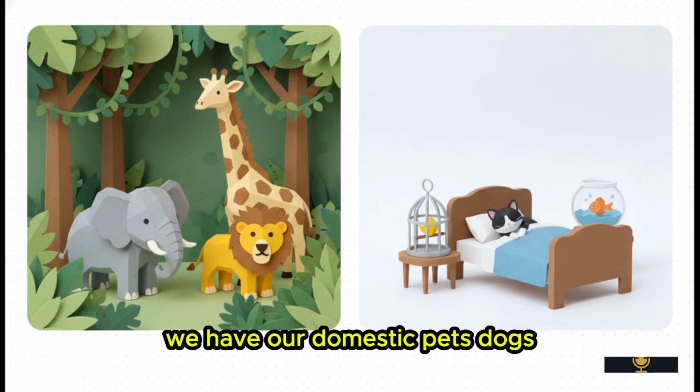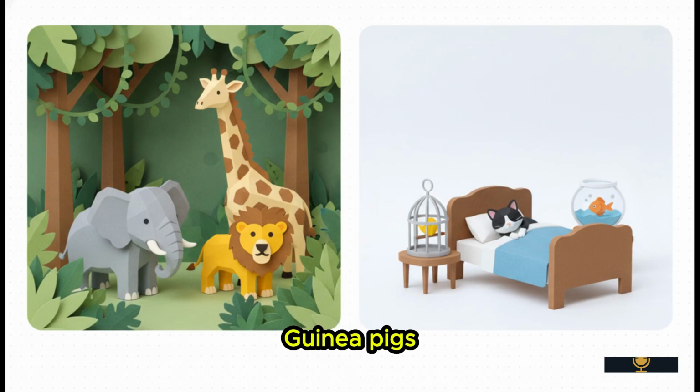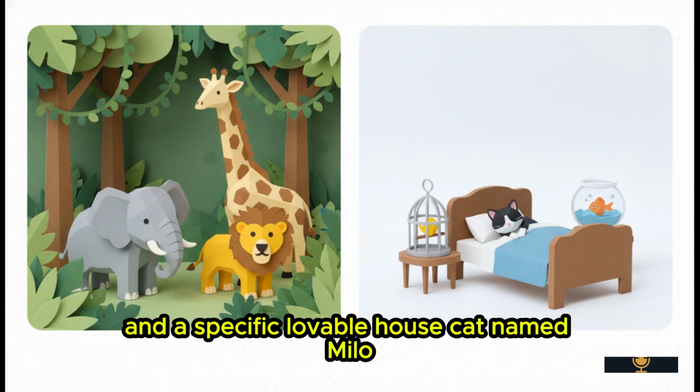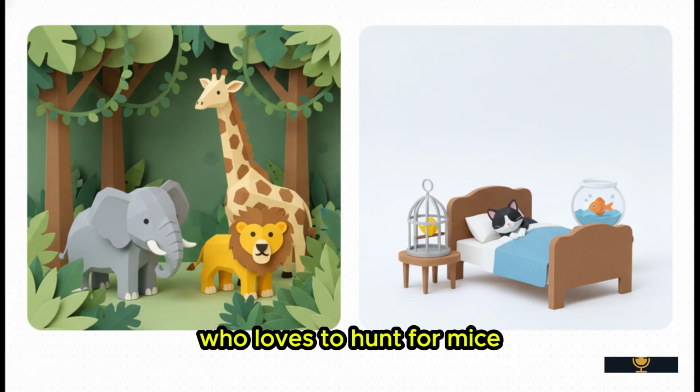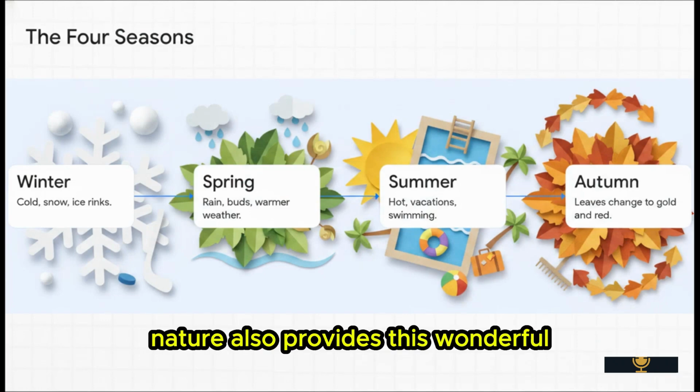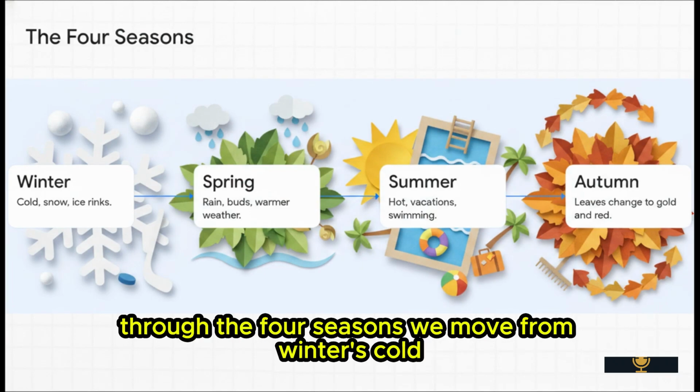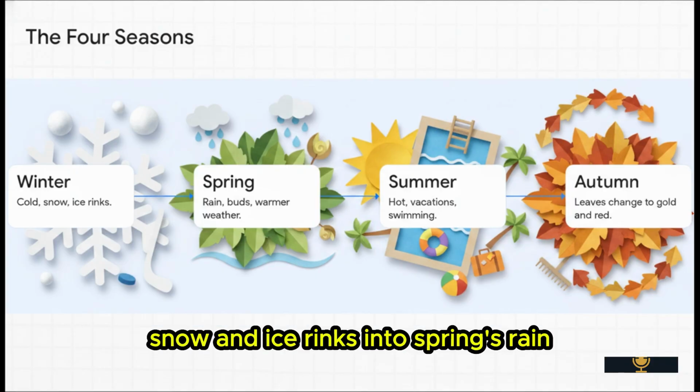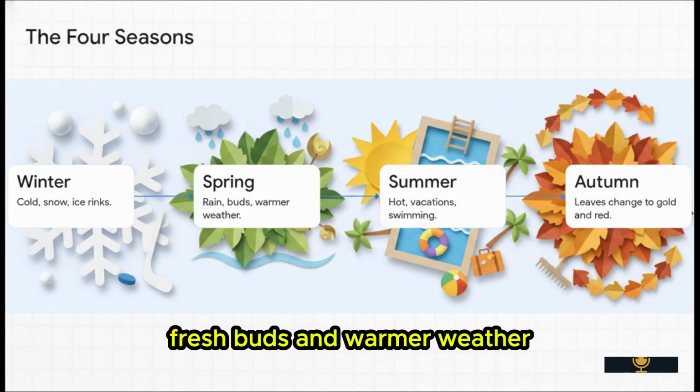But on the other hand, we have our domestic pets, dogs, birds, fish, guinea pigs, and a specific, lovable house cat named Milo who loves to hunt for mice. Nature also provides this wonderful structural rhythm to the text through the four seasons. We move from winter's cold, snow, and ice rinks into spring's rain, fresh buds, and warmer weather.